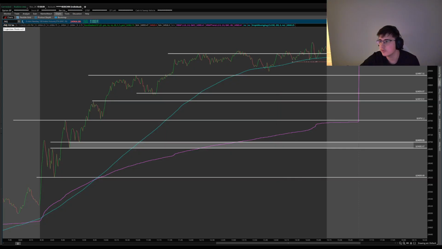Let me move back, and it might actually help to draw this on the line graph. I'm going to change my line graph back to candlesticks here. There we go.